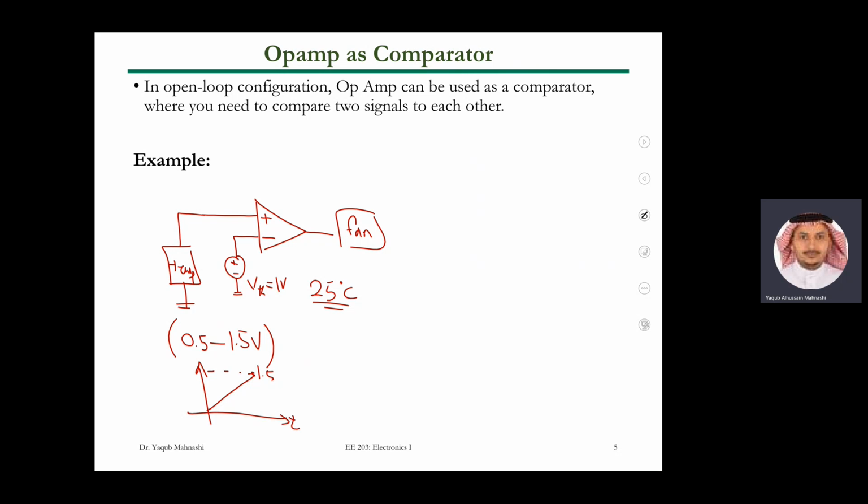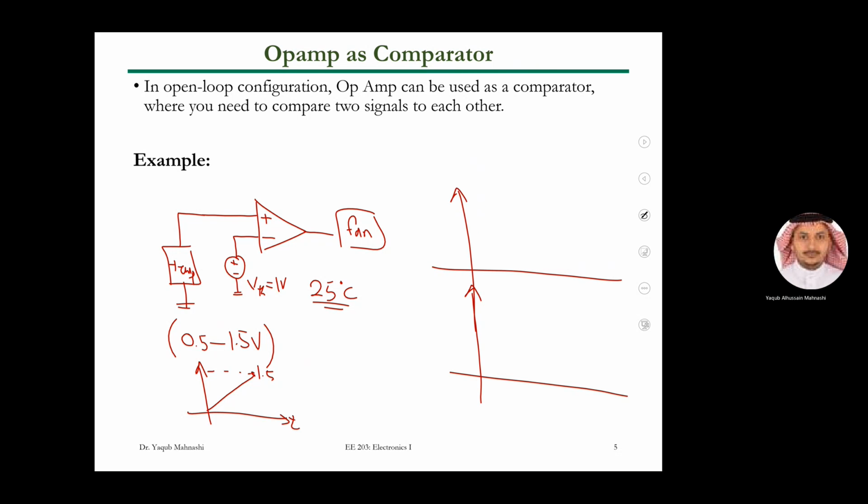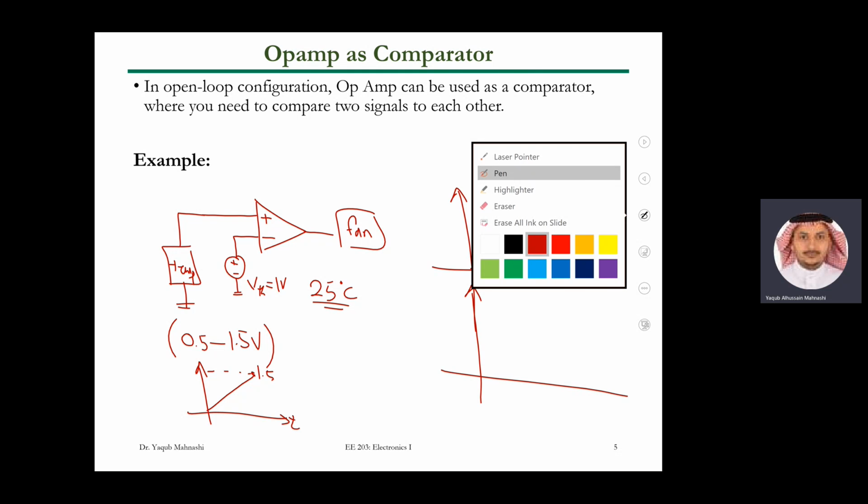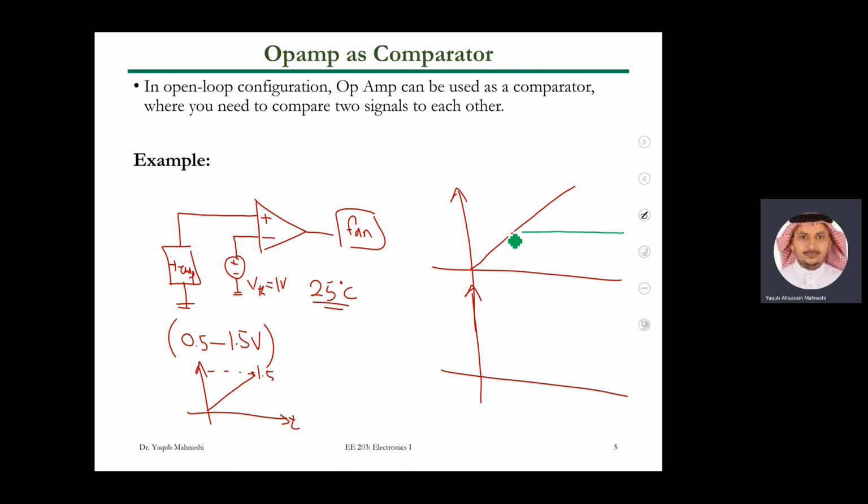It's time. So now, if this is the case, what is the threshold voltage? And this is your output. So this is your input from the temperature sensor, and this is your threshold voltage. Right? This is exactly 1 volt, and this is going all the way up to 1.5 volts. And this is the output.